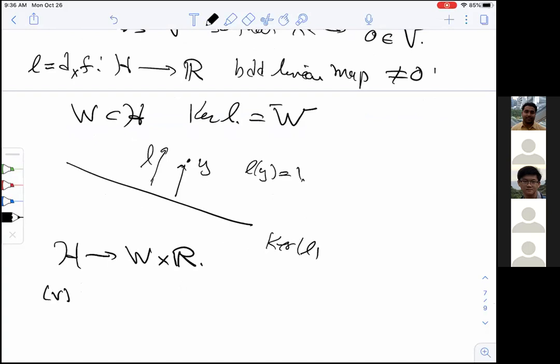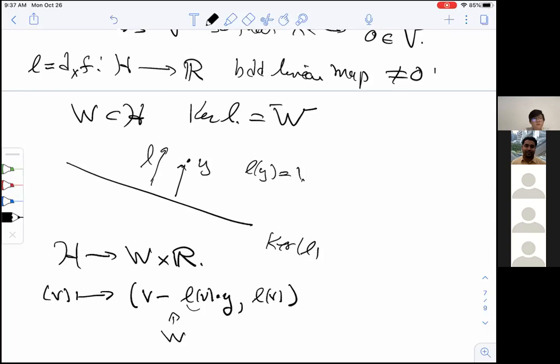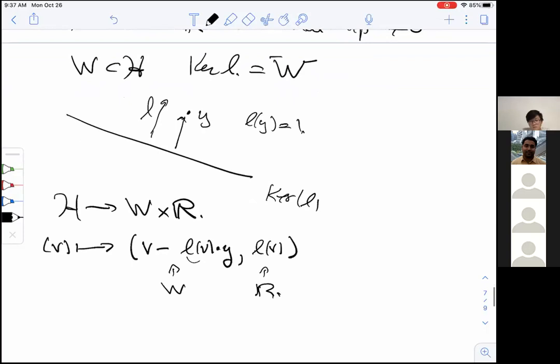I send V into, well, I need to get something in the kernel, so let's take V minus L of V times y. If you apply L to this, L of V is just a constant. So L of this will be L of V minus L of V times L of y, but L of y is one. So this is in the kernel. And then the second component is L of V, which is, of course, a real number. Okay. Direct computation shows this is a local diffeomorphism.